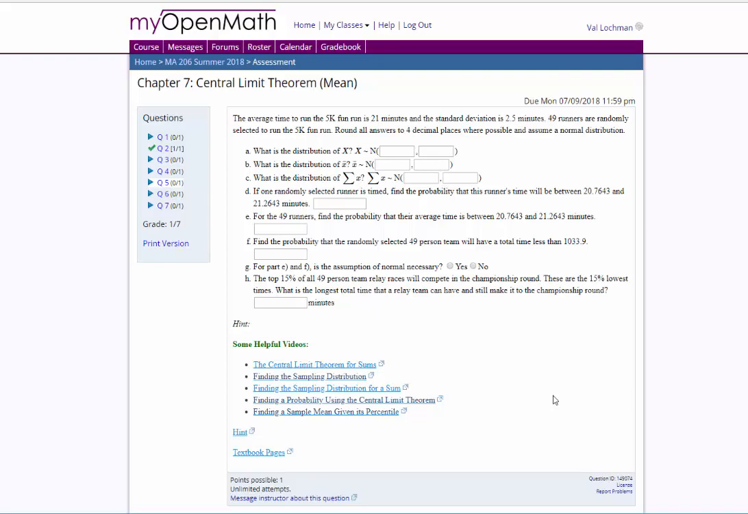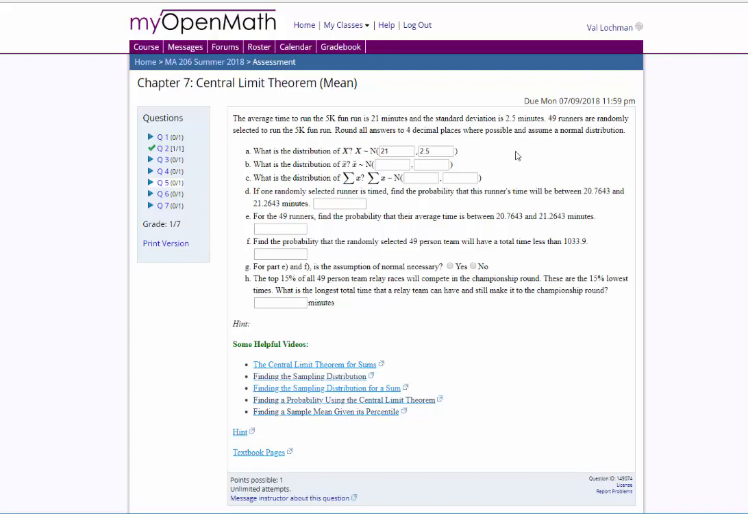Okay, so what do we have here? We have a normal distribution for the running time. 21 minutes is the average. Standard deviation is 2.5. Okay, that is just the distribution of the average time for all runners that run 5K.